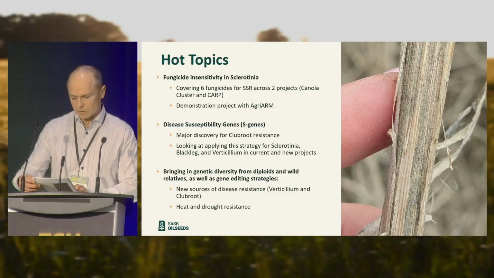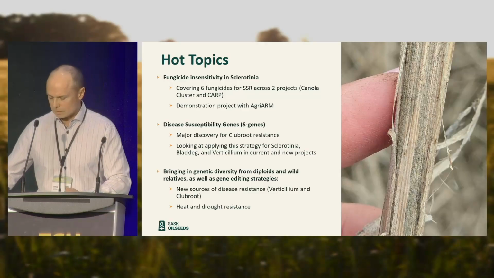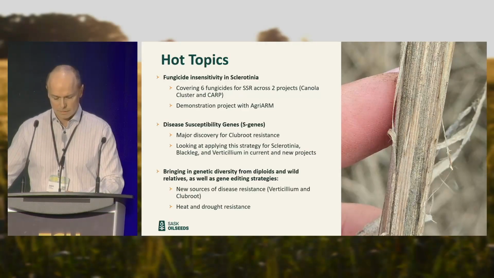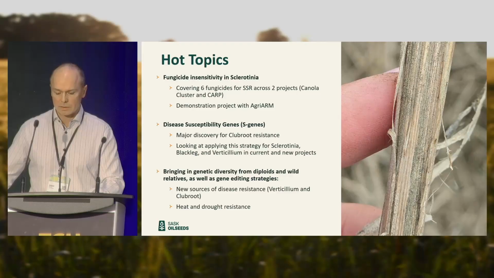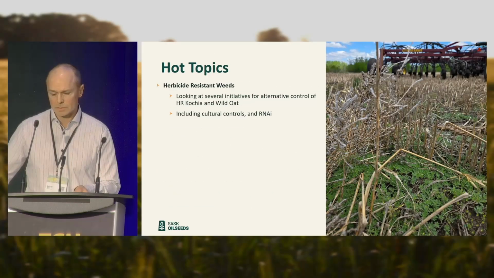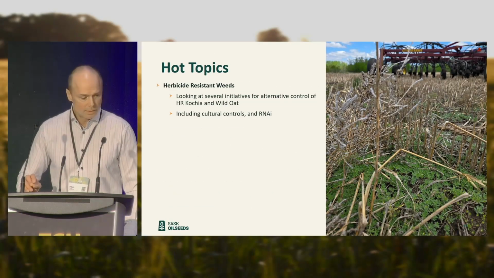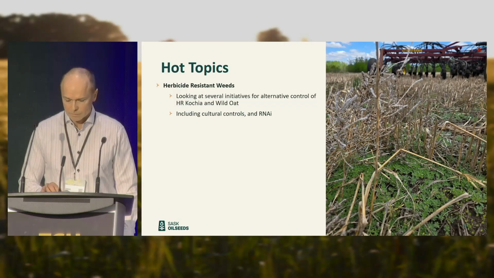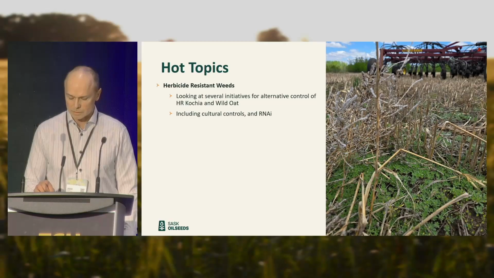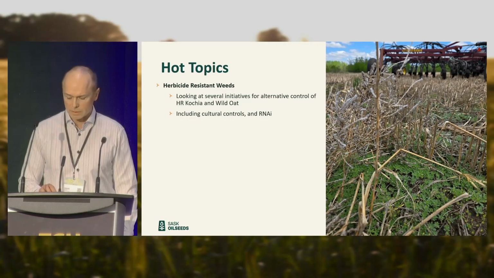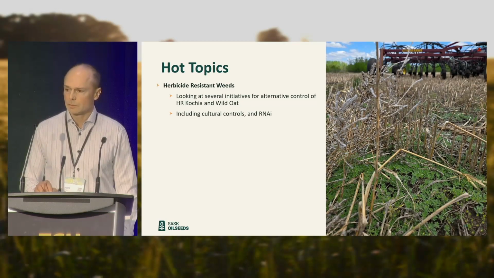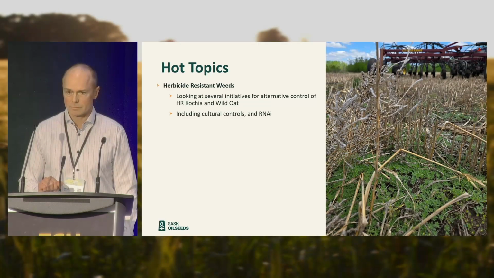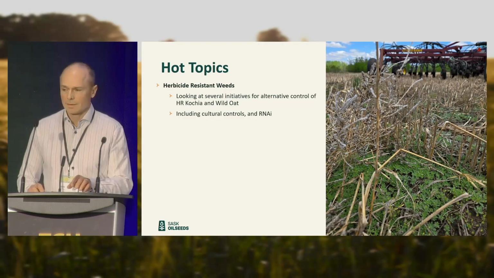And I'm out of time, so I'm just going to hurry through these last couple slides. We're looking at bringing in genetic diversity from diploid lines for verticillium and clubroot resistance, as well as heat and drought resistance. And this is the last slide. Also looking at herbicide-resistant weeds on multiple projects. So please check out SaskOilseeds.com and the Canola Council's Canola Research Hub to learn more about the research projects that we're funding. All right, thank you.